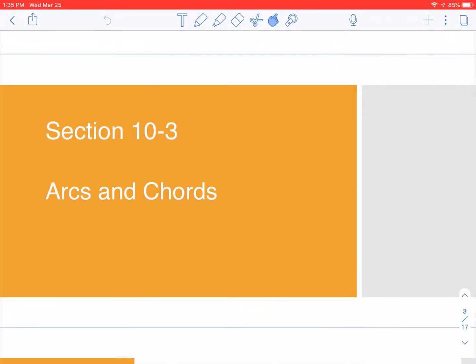All right, our last section of notes before we review for the quiz. The quiz will be later on this week. So let's look at section 10.3. This should be a nice short section for you guys. Basically it has some algebra involved with arcs and chords. Shouldn't be too bad. Once again, if you guys have questions, let me know. But here we go.